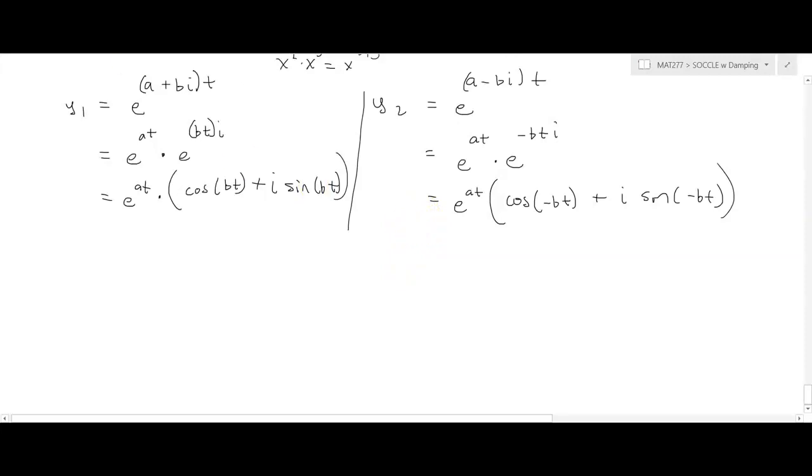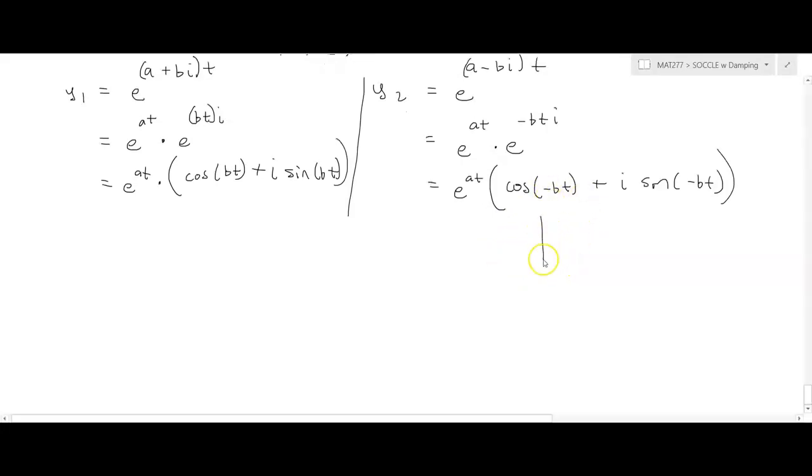We know that cosine of negative bt, from an identity in trig that we maybe don't remember all that well, is that the cosine of a negative angle is equal to cosine of the positive angle. So if here is theta, that value right there is going to be the same value as negative theta, which would be that guy right there. So by that identity, e to the at cosine of negative bt is the same thing as cosine of positive bt. bt is just the name of the angle.